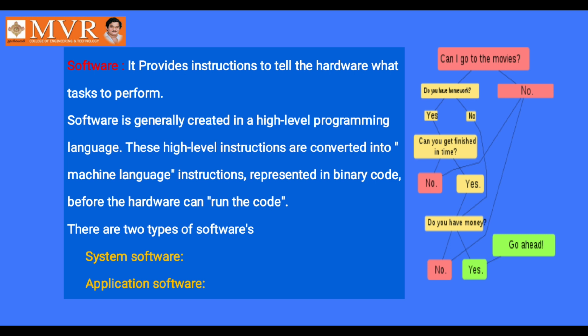Here I have given a small example for a flowchart: can I go to a movie or not. If you have money, you may go. If you don't have money, you cannot. Again, if you have money and you have completed your homework, you can go. If you have not completed it, you can't go. Like that, there are different steps and different decision makings. You can represent all the combinations of decision makings with a single diagrammatic representation by using the flowchart.